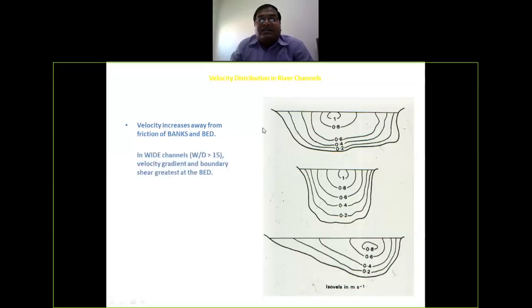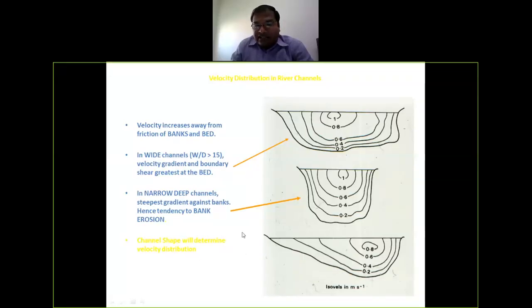In a wide channel, if W by D is greater than 15, velocity gradient and boundary shear are greatest at the bed side. You can see I have shown it through the arrow. In a narrow deep channel, the steepest gradient is against the bank, hence the tendency to bank erosion. So there is a chance that bank erosion will be there. Channel shape will determine the velocity distribution. So ultimately what I want to say is that your channel shape determines how your water is flowing, meaning the velocity distribution. So this is all about velocity distribution in a river channel.